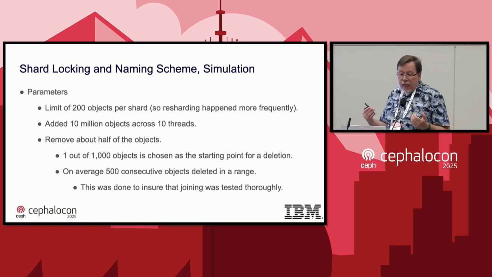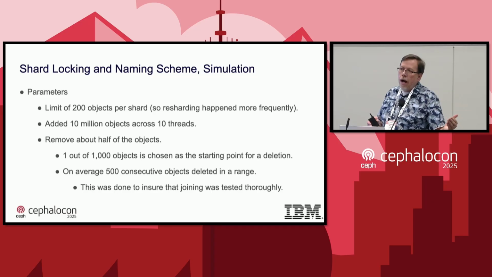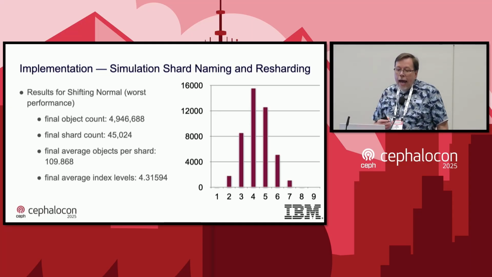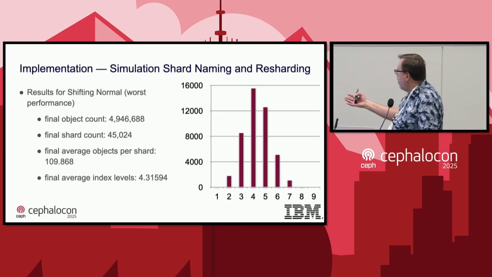We added 10 million objects across 10 threads. And then I removed about half of the objects in another thread where 1 out of 1,000 objects would be eligible for removal. And we would remove it plus the next 500 objects as well consecutively in order to empty out shards so we could then test the joining aspect of the algorithm. And the results came out pretty well.